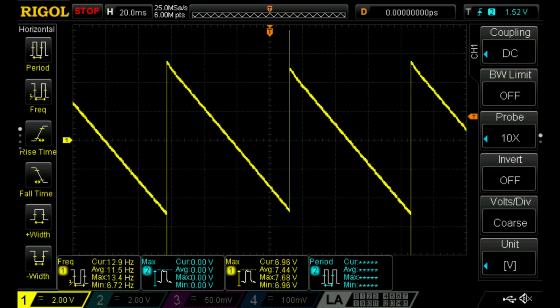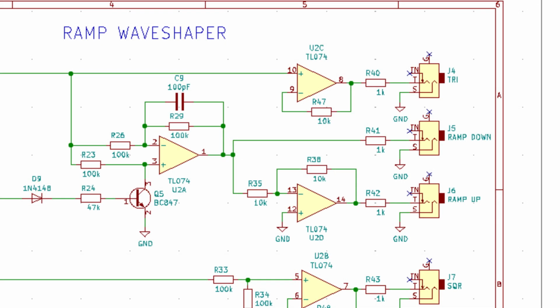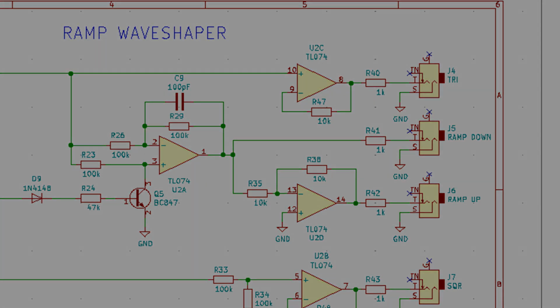The next issue was some glitches in the ramp wave shaper that I solved by adding a capacitor in the feedback path of one of the op-amps. And I also discovered a couple of fit issues that I need to fix in the next board spin.